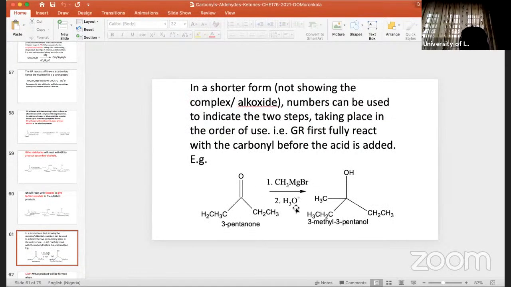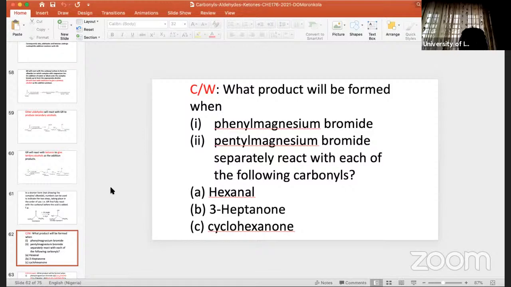Usually, we represent it like this. That is the first stage, the formation of the alkoxide with the Grignard reagents, and then the work-up, or rather hydrolysis, to give the final product, depending on the structure of your starting carbonyl compound. I have these few examples for you to work on. It's supposed to be a classwork, and that's why I have my answers here.